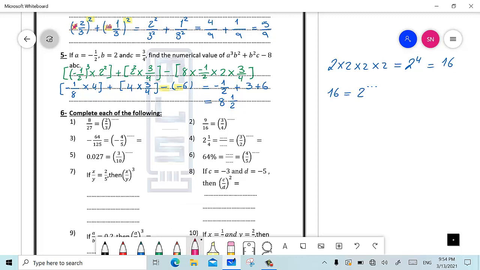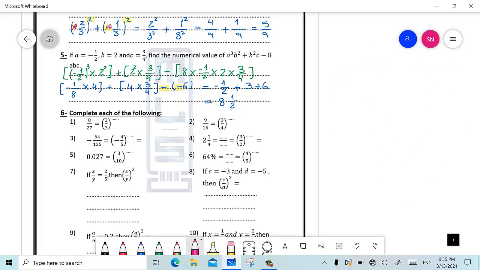Simply, I can go and find the factors of 16. So if I want to find the factors of 16, 16 divided by 2 is equal to 8. 8 divided by 2 is equal to 4. 4 divided by 2 is equal to 2. 2 divided by 2 is equal to 1. So now I know that the 2 was repeated 4 times. So it is 2 to the power of 4. The same thing we are going to do in the following example. So let's go and begin.